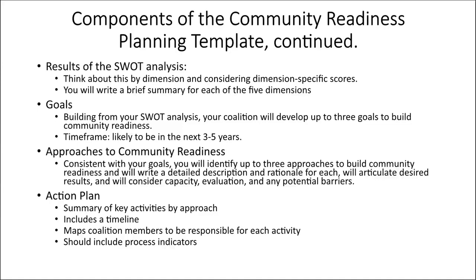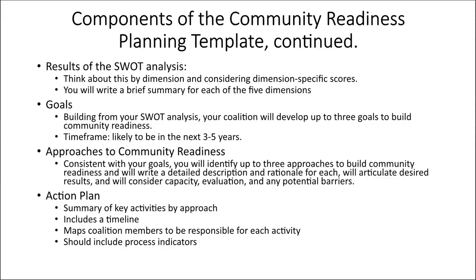The planning template next is going to ask you to input a summary of the results of the SWOT analysis. And again, think about this by dimension of community readiness and considering those dimension-specific readiness scores. All you need to do is write a brief summary of the SWOT analysis, the strengths, the weaknesses, the opportunities, and threats for each of those 5 dimensions. You'll then use this SWOT analysis to develop goals. Up to 3 goals to build community readiness.